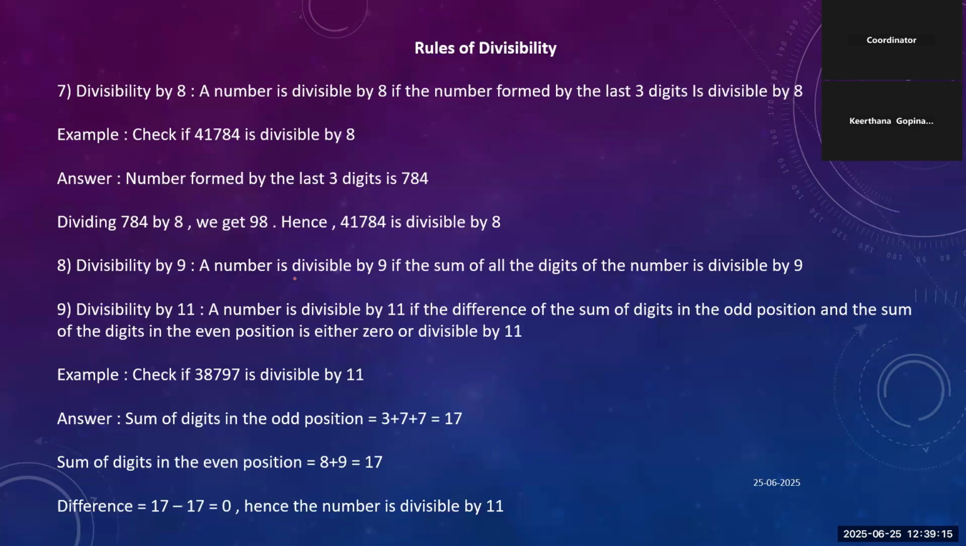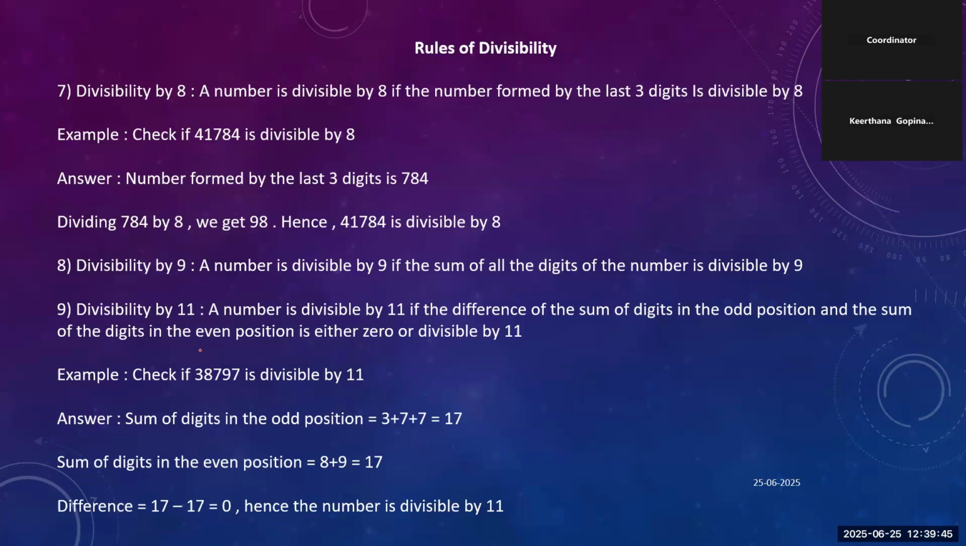Divisibility by 11. A number is divisible by 11 if the difference between the sum of the digits in the odd positions and the sum of the digits in the even positions is either 0 or divisible by 11. Even position means the second, fourth, and sixth position. Odd position means 1, 3, 5.